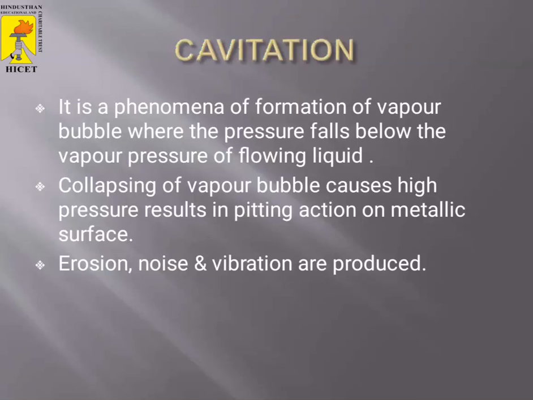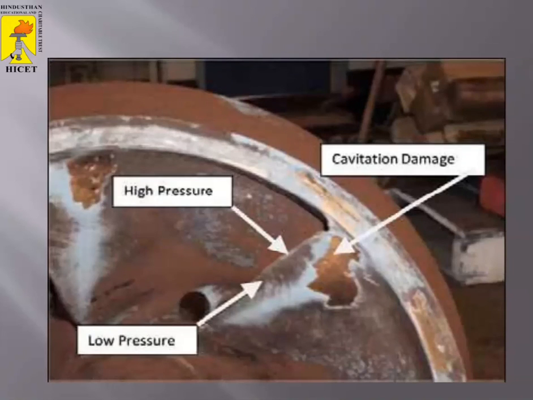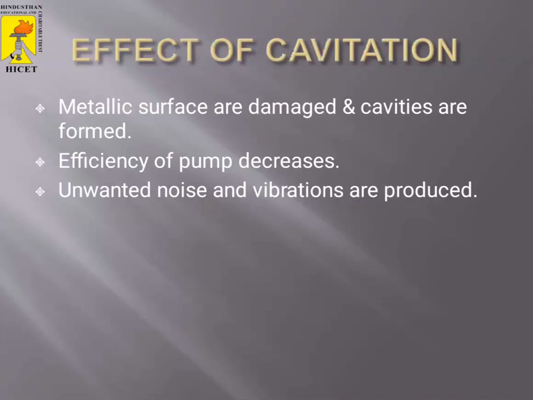Cavitation is one main parameter of centrifugal pump. It is the phenomenon of formation of vapor bubbles where the pressure falls below the vapor pressure of the liquid, which is called cavitation. The collapsing of vapor bubbles causes high pressure, resulting in pitting action on the metallic surface, like erosion, and noise and vibration are produced. The picture shows the cavitation damage in a centrifugal pump. The effect of cavitation is that the metallic surface is damaged and cavities are formed, the efficiency of the pump decreases, and unwanted noise and vibrations are produced.